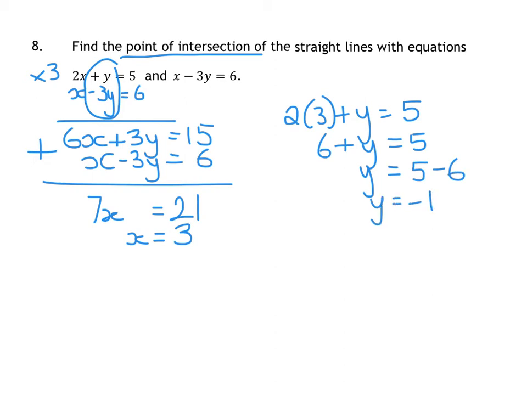Now it asked for point of intersection. So the point would be x, y as a coordinate. So (3, -1). Now the beauty with simultaneous equations is you can always check.